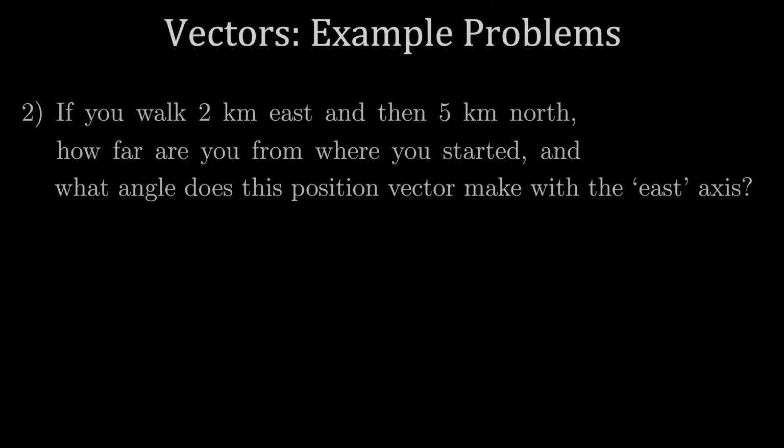For the second problem, if you walk 2 kilometers east and then 5 kilometers north, how far are you from where you started? And what angle does this position vector make with the east axis? Pause the video and try this one out.